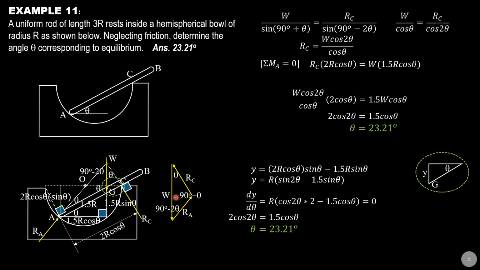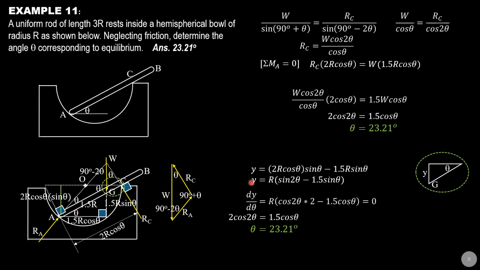Therefore, y is equal to, also this y here is equal to this vertical distance, which is 2r cosine theta sine theta, minus the vertical distance from G to the same horizontal level as A, which is 1.5r sine theta. So factoring out r, and take note that from the trigonometric identity, 2 sine theta cosine theta is sine 2 theta. Then we have minus 1.5 sine theta.